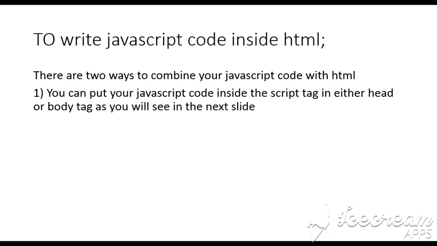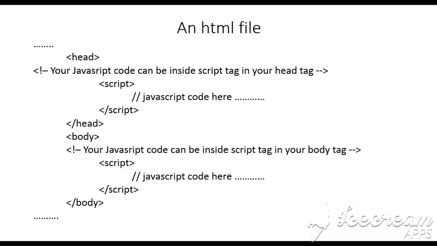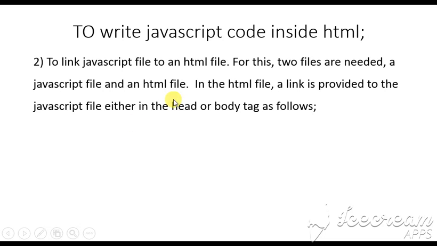Now, for the first option, which is putting your JavaScript code inside the script tag in either your head or body tag: assuming this is an HTML5 doctype, you have html, head and body. Your JavaScript code can go inside the opening and closing script tag. You can put your JavaScript code here inside the head tag, or you can come inside your body tag and put your script tag almost immediately before the closing tag of the body, and you put your JavaScript code here.